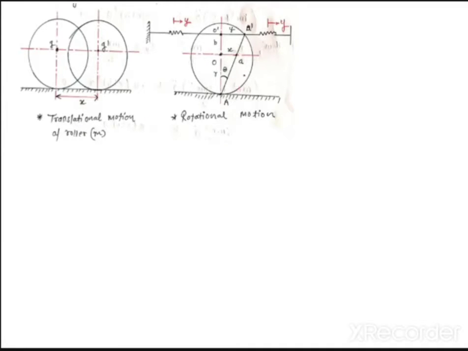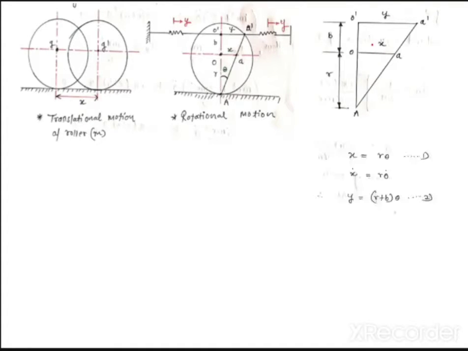And then rotational motion. This is nothing but the diagram I have drawn. The distance from O to A is X, O dash A dash is Y, and OA is R plus B. So from this I get X equal to R theta, so X dot is equal to R theta dot, and Y is equal to (R plus B) into theta. This is the diagram which I explained to you earlier. I hope you have understood this.